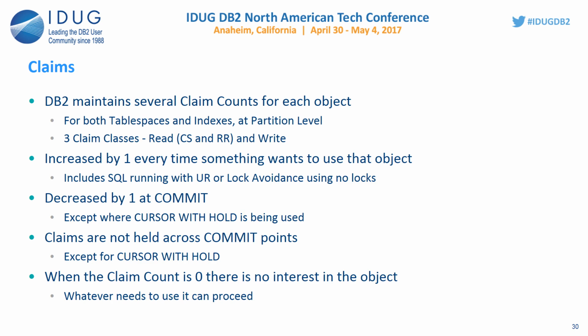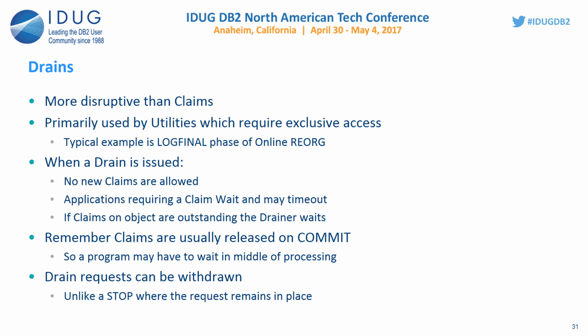All right. Now the benefit of a drain is that a utility can release a drain. So if it takes a drain and it thinks applications are about to time out, for example, then that drain can be released. Unlike a stop command, where if you issue a stop command, the application sits and waits until the stop completes. Okay? So these things are used by utilities primarily, and they can be withdrawn. All right? So it's what causes online reorgs to sometimes have problems at switch phase.